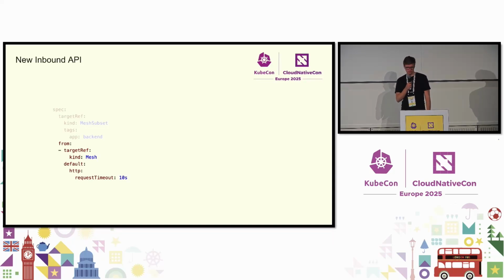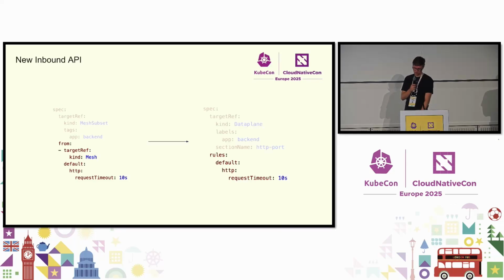So previously, we were using the from section with target ref that selected the subset of traffic that should be configured. And in most policies, you are only able to select mesh, with the exception of traffic permission, where you are able to select some subset of clients to which the policy should apply.